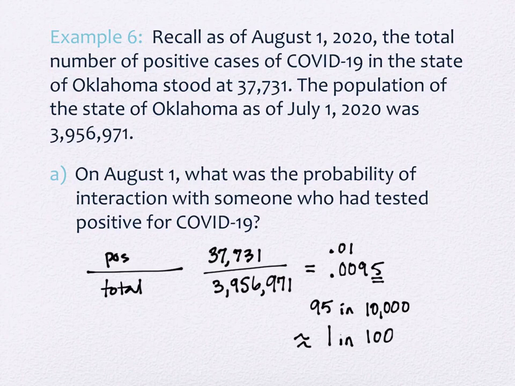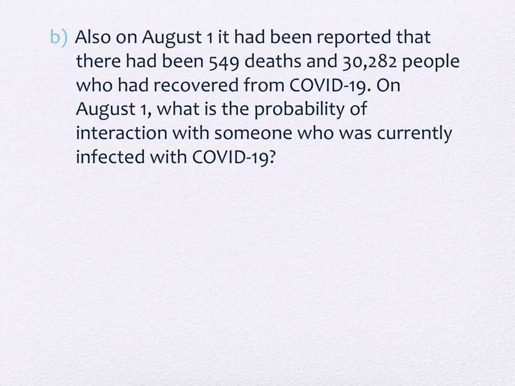We'll do one more problem with some of this data from COVID. Also on August 1st, it had been reported that there had been 549 deaths with COVID, and 30,282 people had recovered from COVID. On August 1st, what is the probability of interacting with someone who is currently infected with COVID? Okay, so let's go back over here.